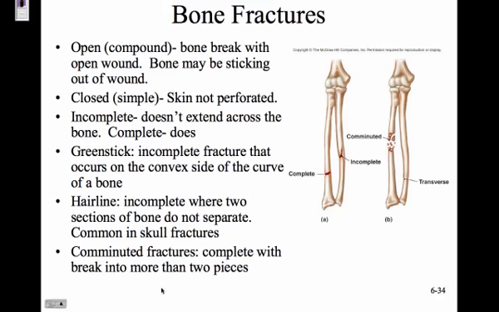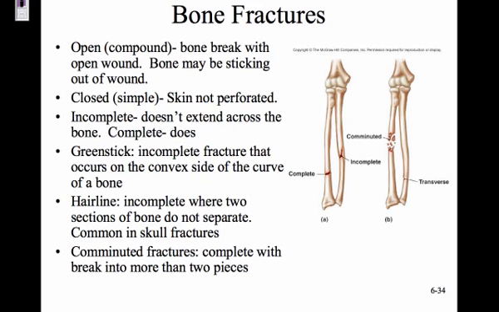So bone fractures, open or compound, is when a bone breaks and protrudes out of the skin. So the bone may be sticking out of the wound. Now it may break, protrude out of the skin, but then go back in, so you just have an open wound still there and might not be able to see the bone, but it's still considered compound.